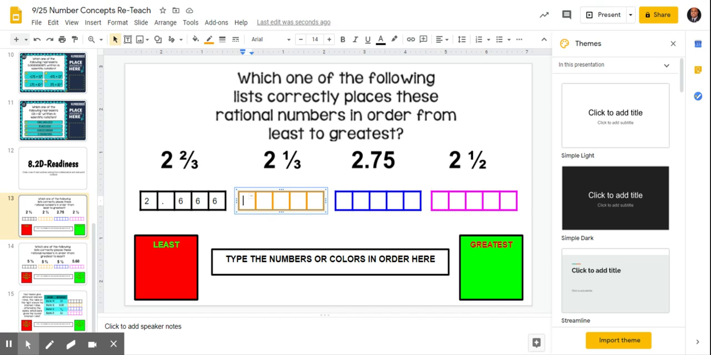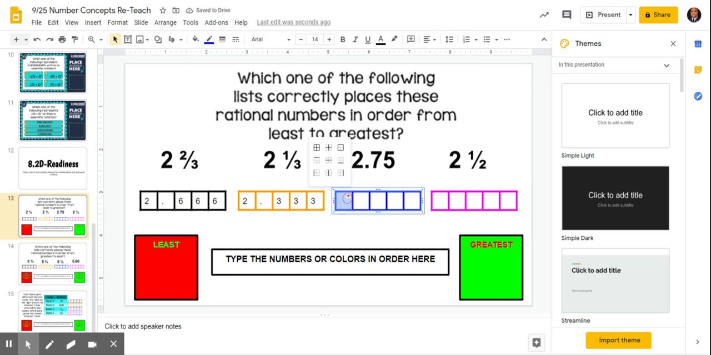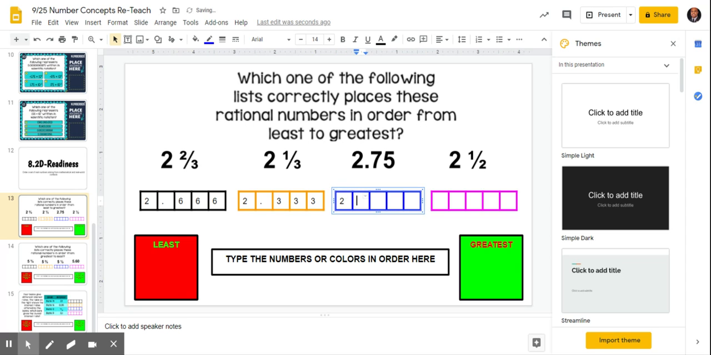Go to my decimals calculator, type 2 1/3 in, and I get 2.333 repeating. Luckily, 2.75 is already a decimal for us. So I have 2.75. I can't have a blank. We taught you in class that you have to fill that in with a 0. Our last one, 2 1/2, 2 decimal 5 0 0.